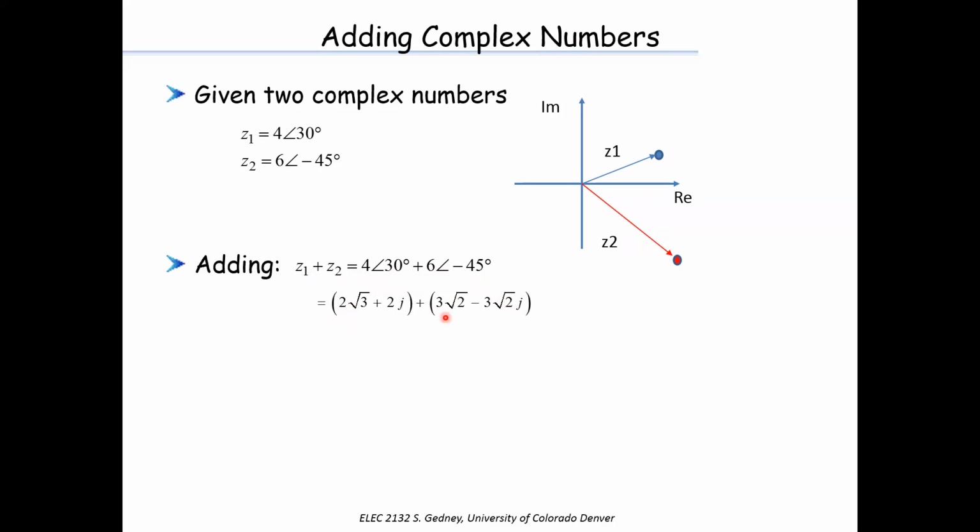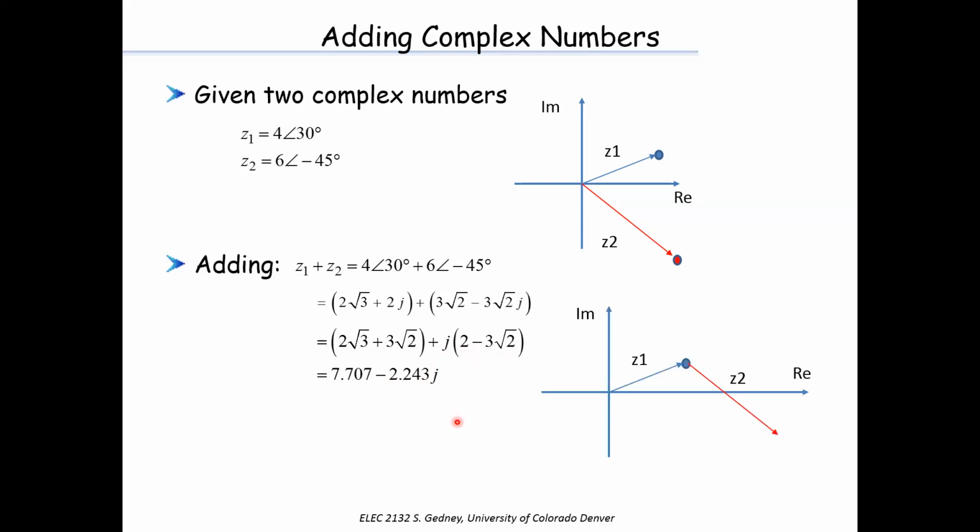And now I can add in rectangular form. Why? Because the real pieces add and the imaginary pieces add. So I can add my 2 root 3 plus my 3 root 2 as my total real part. 2j minus 3 root 2j is my total imaginary part. So therefore, the real part is 7.707, which is the sum of 2 root 3 plus 3 root 2, plus an imaginary part, which is minus 2.243, which is the sum of 2 minus 3 root 2.